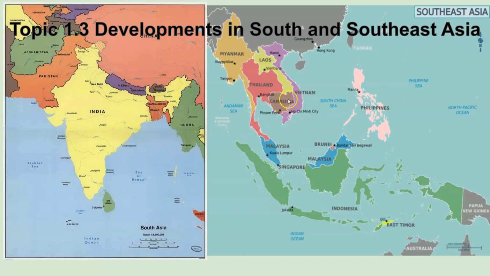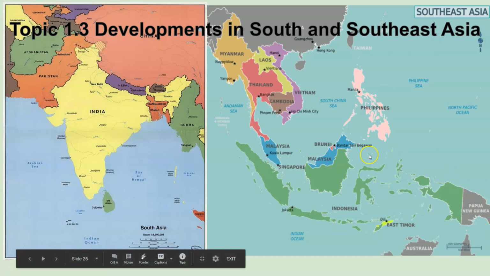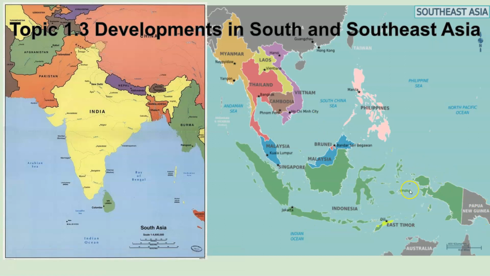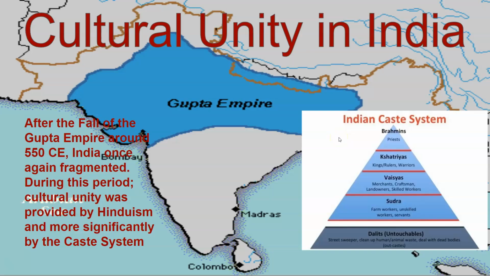Southeast Asia is all the areas you see on the map here, both the part connected on the continent and the islands between Asia and Australia in there. So, cultural unity. After the fall of the Gupta Empire around 550 CE, India once again fragmented into smaller groups, and you can see the Gupta Empire at one of its biggest extents in the background, and really in this period until Islam begins to move in during the 1200s and later.